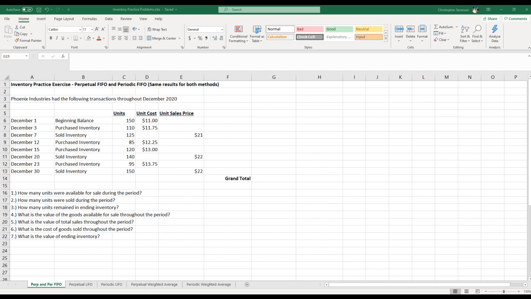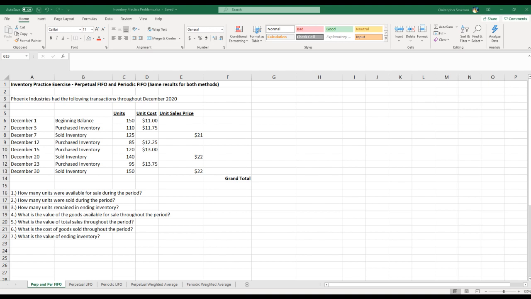Now later on we're going to have videos covering the other inventory methods: perpetual LIFO, periodic LIFO, perpetual weighted average, and periodic weighted average. So those methods will have different results, but perpetual and periodic FIFO will be the same.